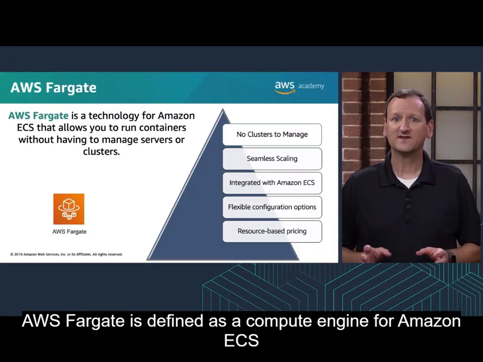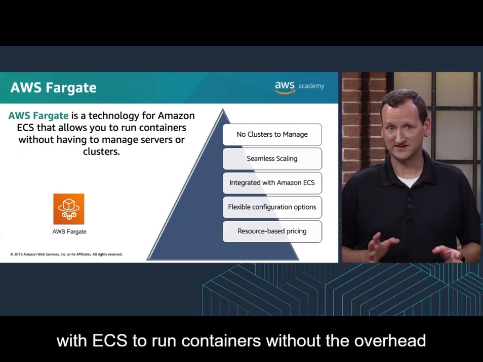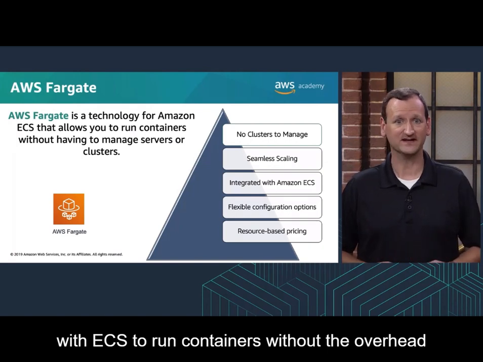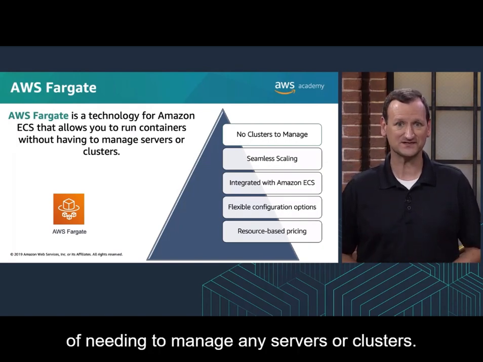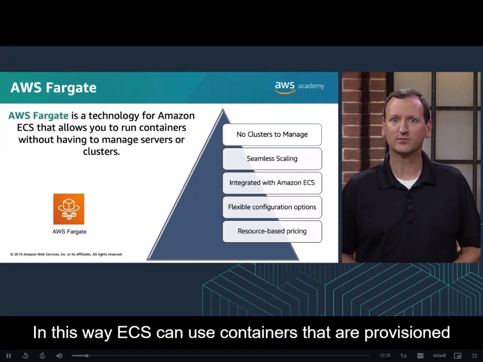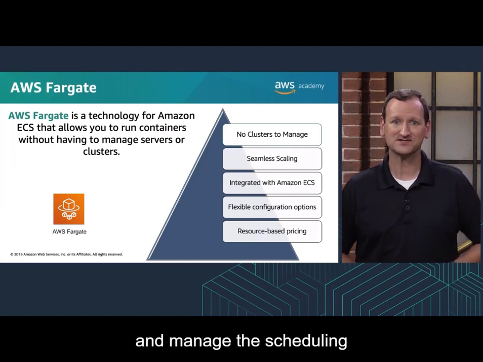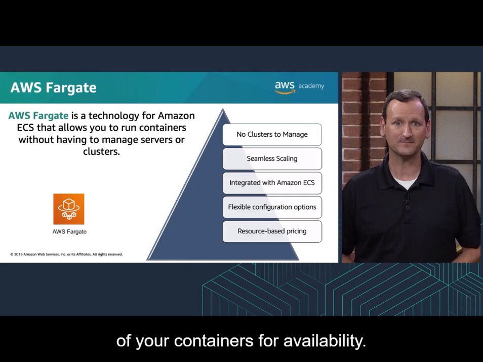AWS Fargate is defined as a compute engine for Amazon ECS and Amazon EKS, and as such, it can be used with ECS to run containers without the overhead of needing to manage any servers or clusters. In this way, ECS can use containers that are provisioned by Fargate to automatically scale, load balance, and manage the scheduling of your containers for availability.